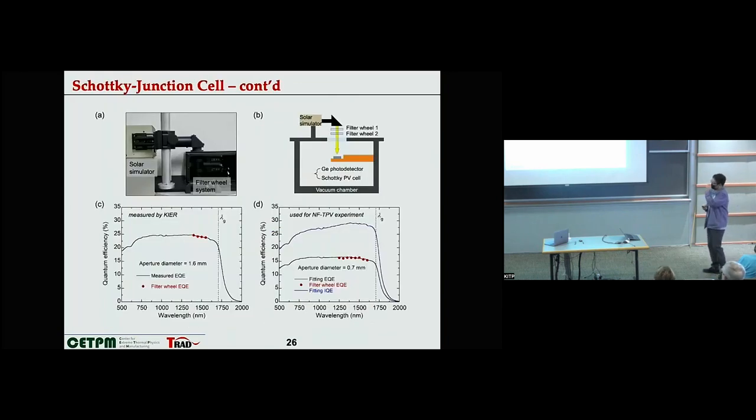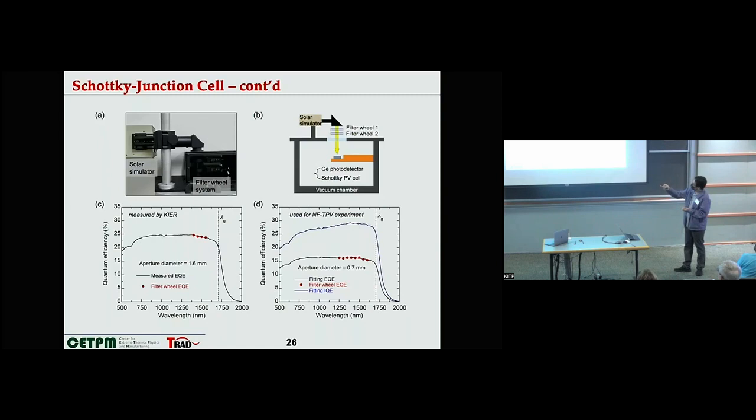Before doing the conversion experiment, we characterized our cell. We made two different sizes: one is 1.6 millimeter, the other is 0.7 millimeter. Because the commercial instrument at the Korea Institute of Energy Research could not measure such a small one, we made two and sent them to characterize the quantum efficiency.